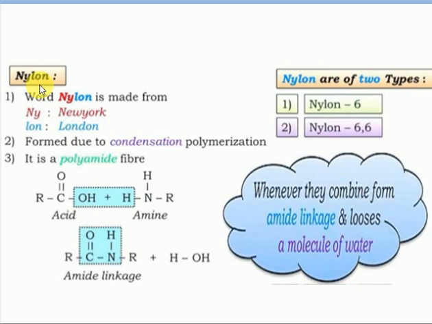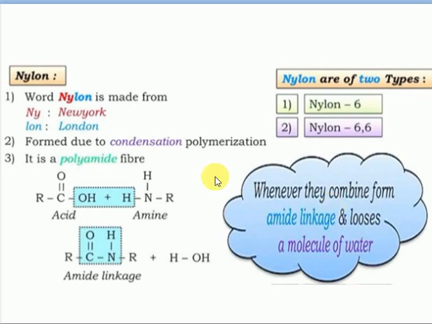That's how nylon comes. There are two types of nylons: nylon 6 6 and nylon 6. Nylon 6 6 is a copolymer, and nylon 6 is the homopolymer. Students, whenever they combine to form amide linkages, losing of water molecules will take place. In both types of nylon, amide linkage is formed and water molecule leaving is possible.